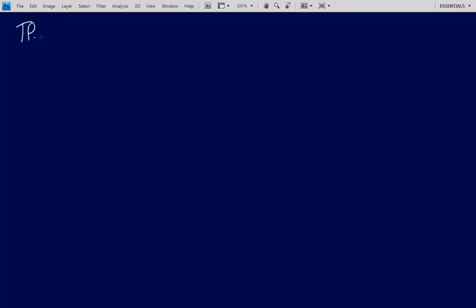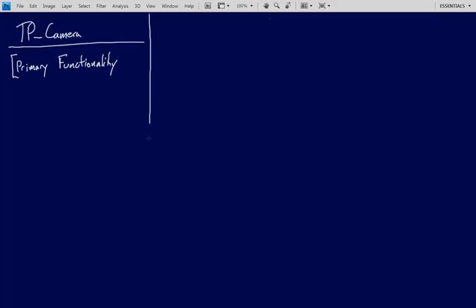So, TP, third person camera. Same as before, this thing's going to have some primary functionality and some secondary functionality. Now, what's the primary functionality going to be? The primary functionality is to take input from the mouse and convert it into orbital information of the camera about a pivot point or a look at target.